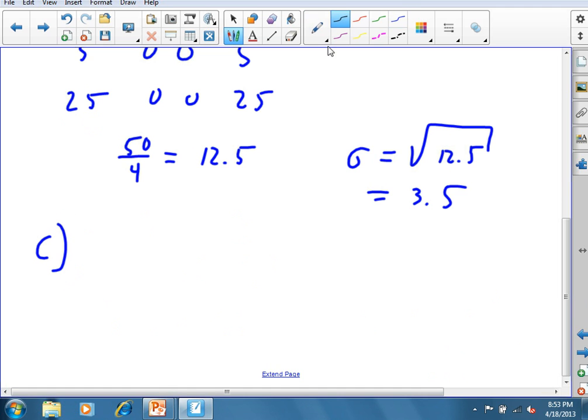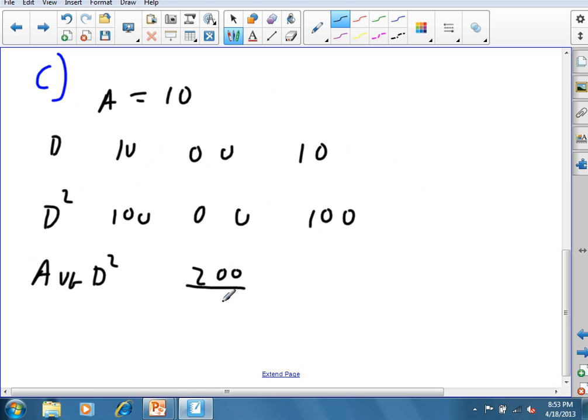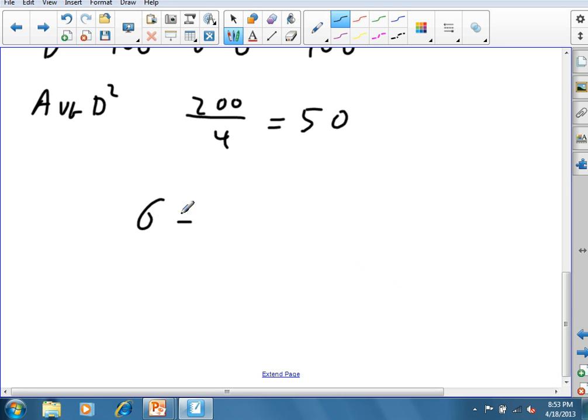C is next. So our deviations are from our median, our average. Our average is 10. Our deviations are 10, 0, 0, 10. Our deviations squared are 100, 0, 0, 100. The average of the deviations squared is 200 divided by 4, is 50. And the standard deviation is the square root of 50, which is 5 times the square root of 2.